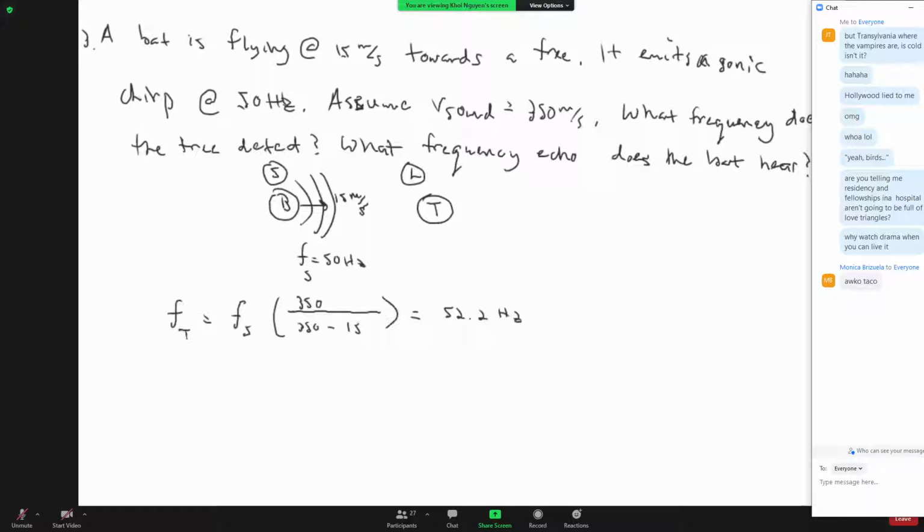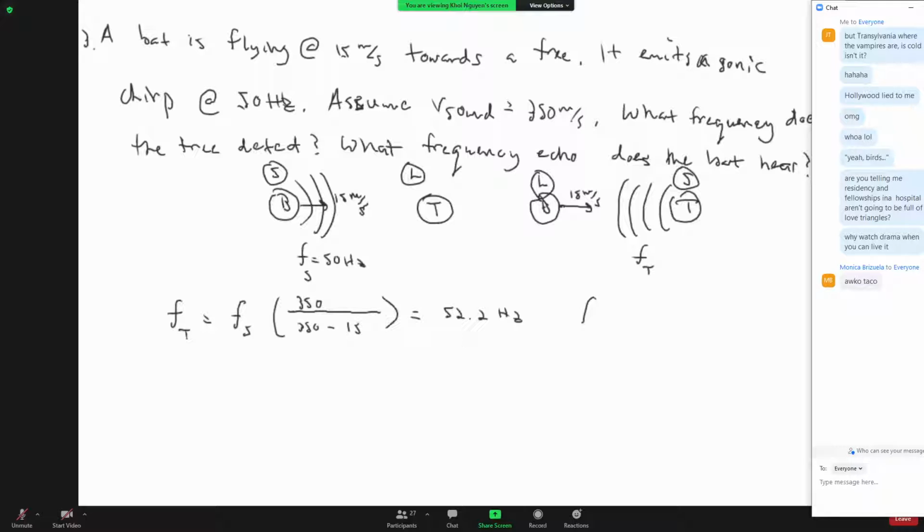Now what happens is that sound wave hits the tree. In the second part of the problem, the tree now becomes the reflector of that sound wave, and the bat now becomes the listener. This is the listener, now this is the source. This is still moving at 15 meters per second, okay? So the frequency that the tree detected is also the frequency that it reflects. So the sound wave that it heard is also the sound wave that it reflects back out.